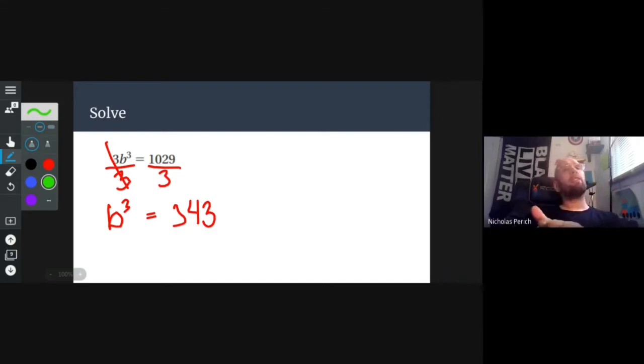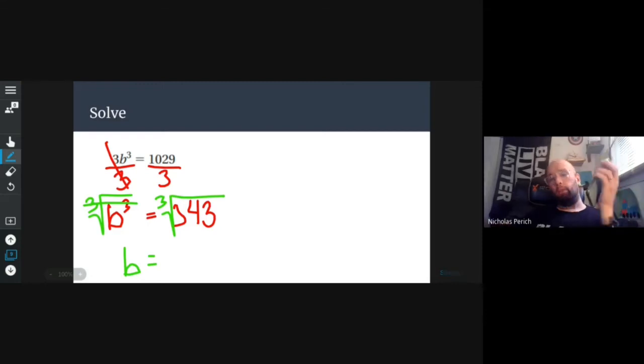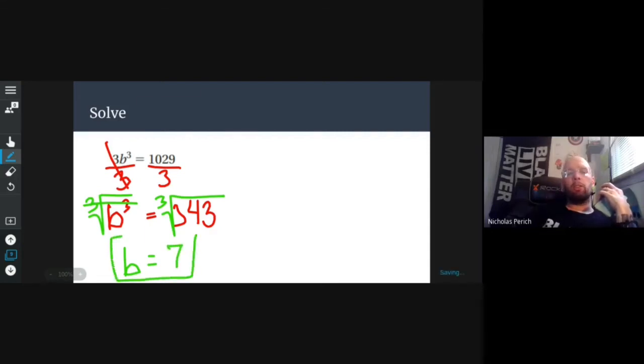Is B all by itself now? No. What's in the way? Cube. How do I get rid of that cube? I cube root both sides. B equals, I don't know what that is. I think it's 7. What's the cube root of 343? The cube root of 343 is 7. Remember, when you cube root both sides, you do not need the positive or negative symbol, or the plus or minus.